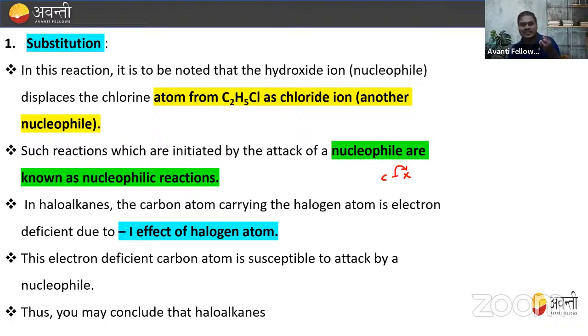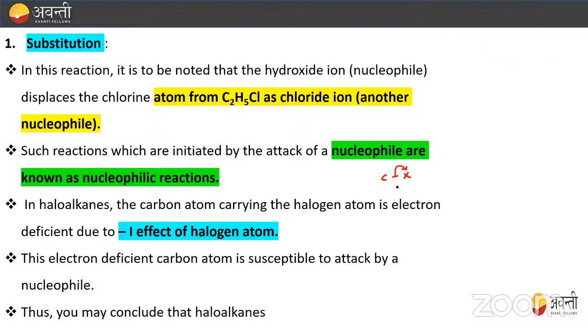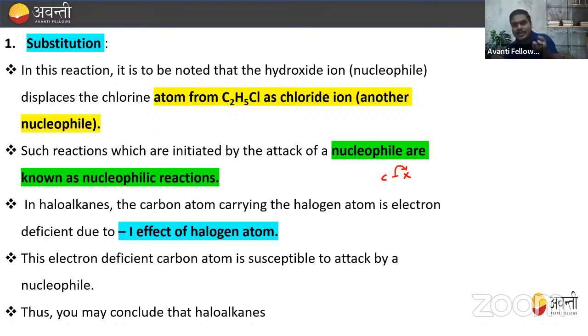So what is electronegativity? Electronegativity is nothing but the tendency to attract the shared pair of electrons towards itself. So they have a strong tendency to attract the shared pair of electrons. So X took the electron away, so what happens to the carbon? It has a deficiency of electrons. So the carbon becomes electron deficient. It is due to the minus I effect of the halogen atom.